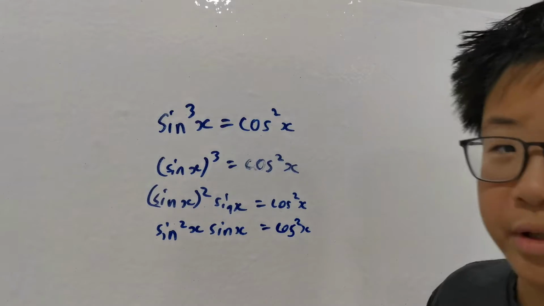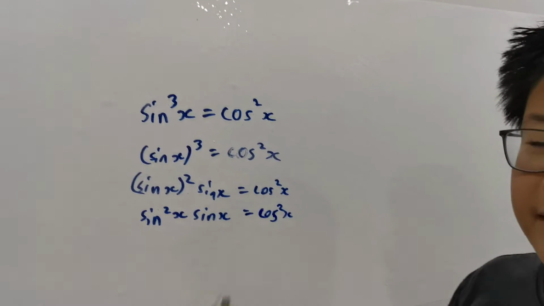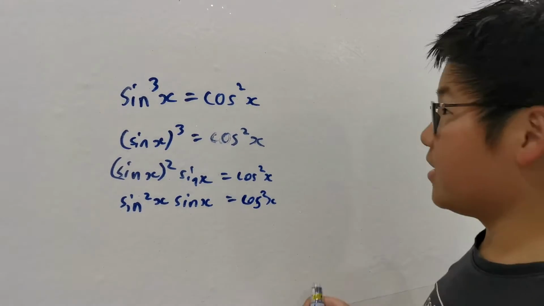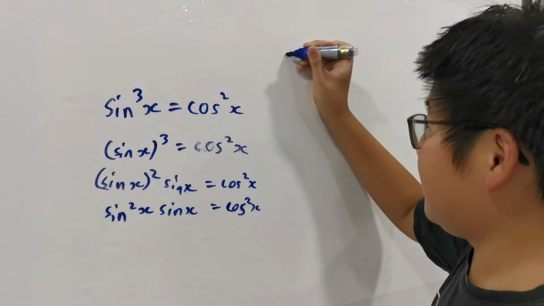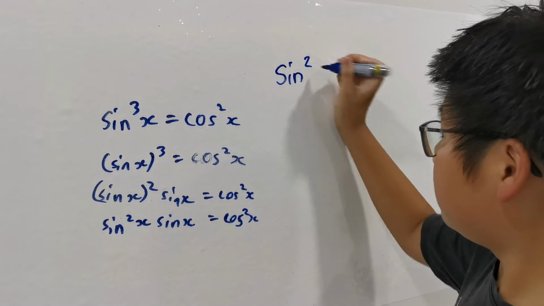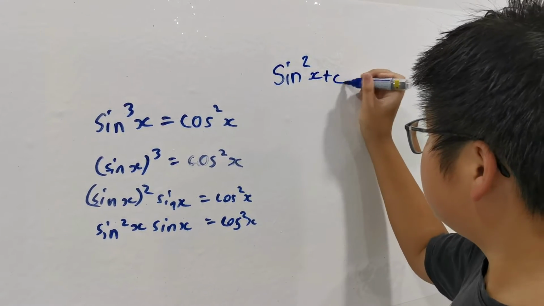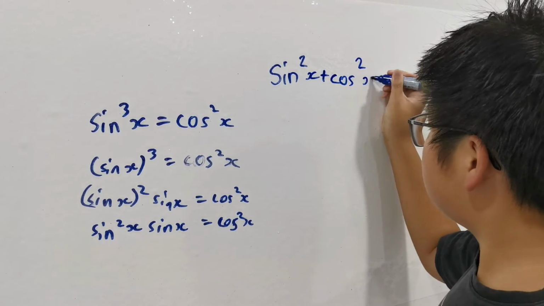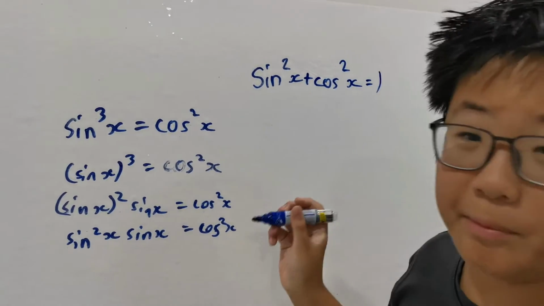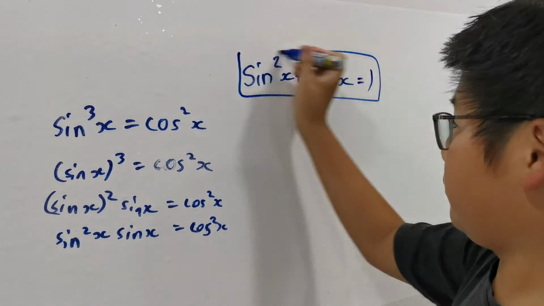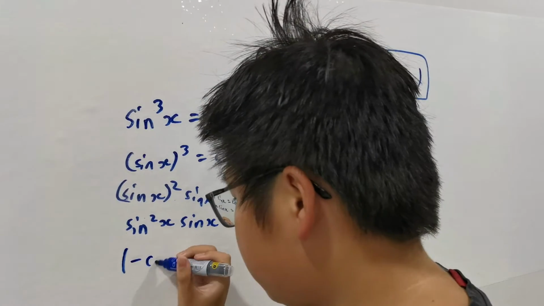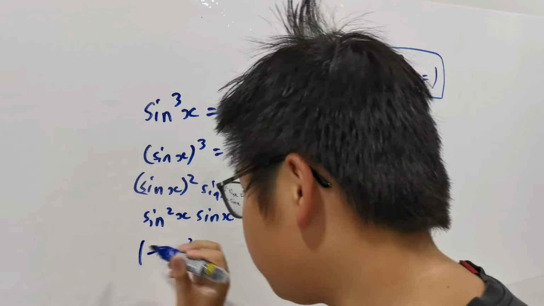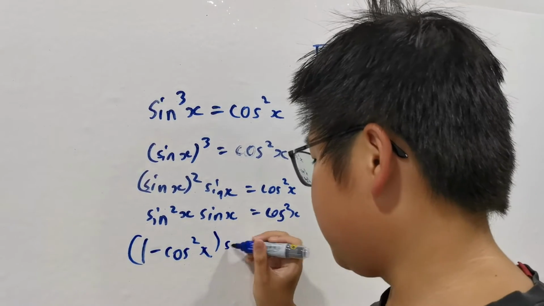Now, what we want to do is make everything on this side a multiple of cos x. What are we going to do? We are going to introduce an identity. Let's box it up because it's super important and will also be used later. Making sine squared x the subject, sine squared x changes to 1 minus cos squared x.